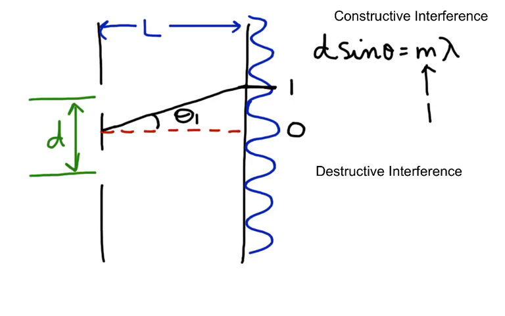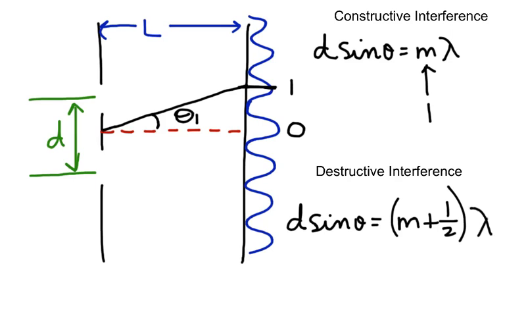For destructive interference, we have a new formula, similar though. It's d sine theta is equal to m plus 1/2, and that quantity all multiplied by the wavelength of the monochromatic light. So it's very, very similar, but in this case, perhaps I'm looking at this spot here. This is where we have darkness. So this would be destructive interference.